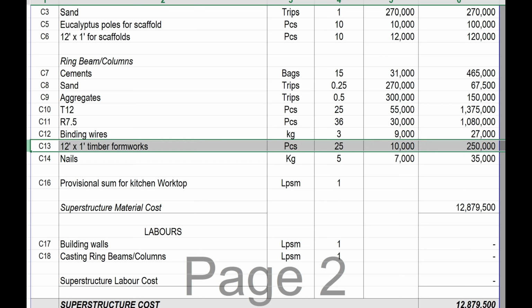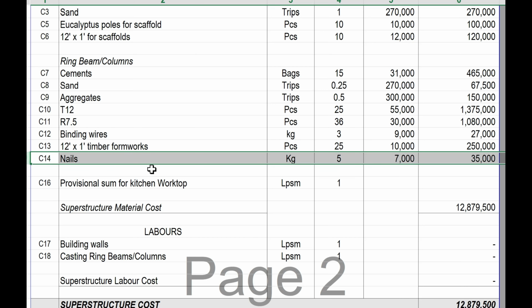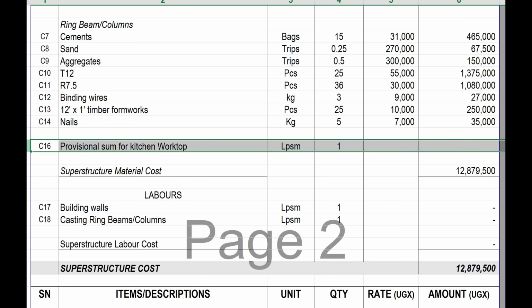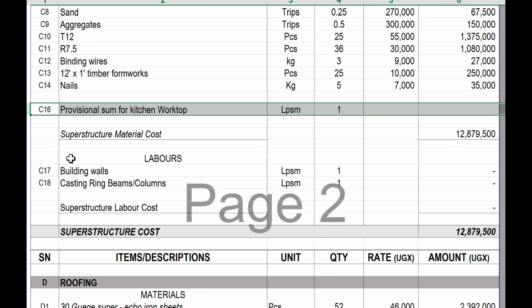12 by 1 timber, that is for shaping the formwork to cast the concrete. So about 25 can be enough. Then nails, about 5 kilograms can be enough. Then internally, in some projects I usually put in a sum for the kitchen worktop, but for this one I have not computed it.